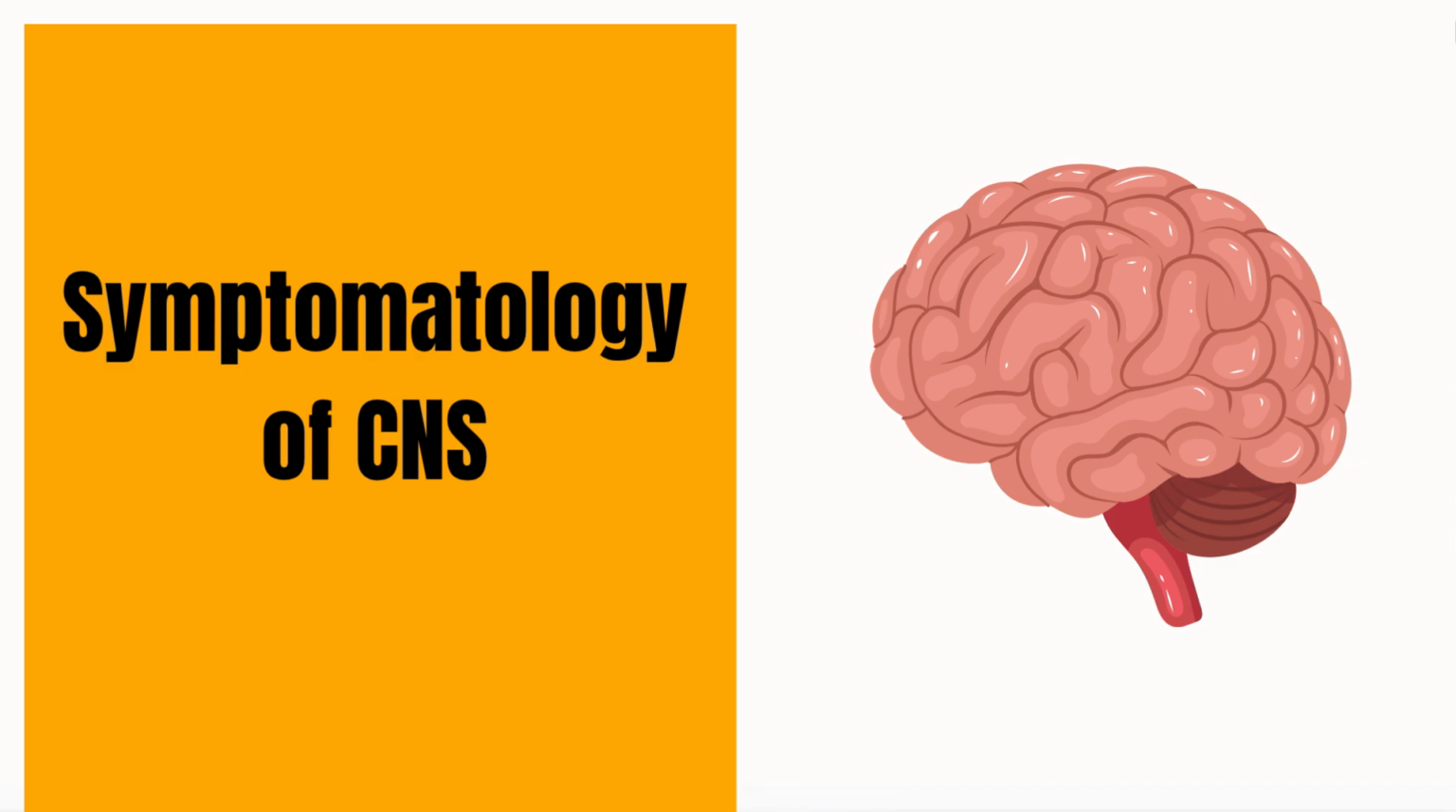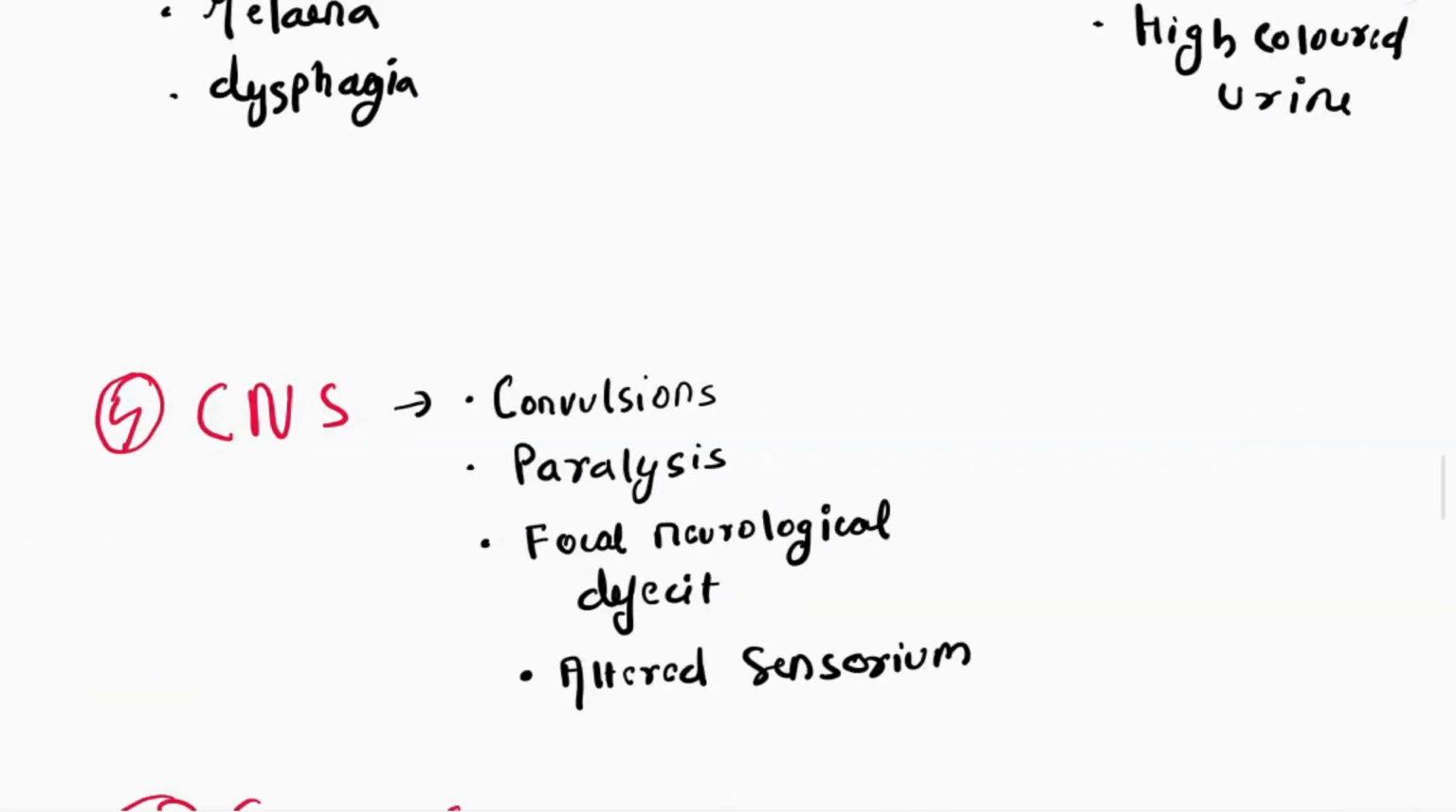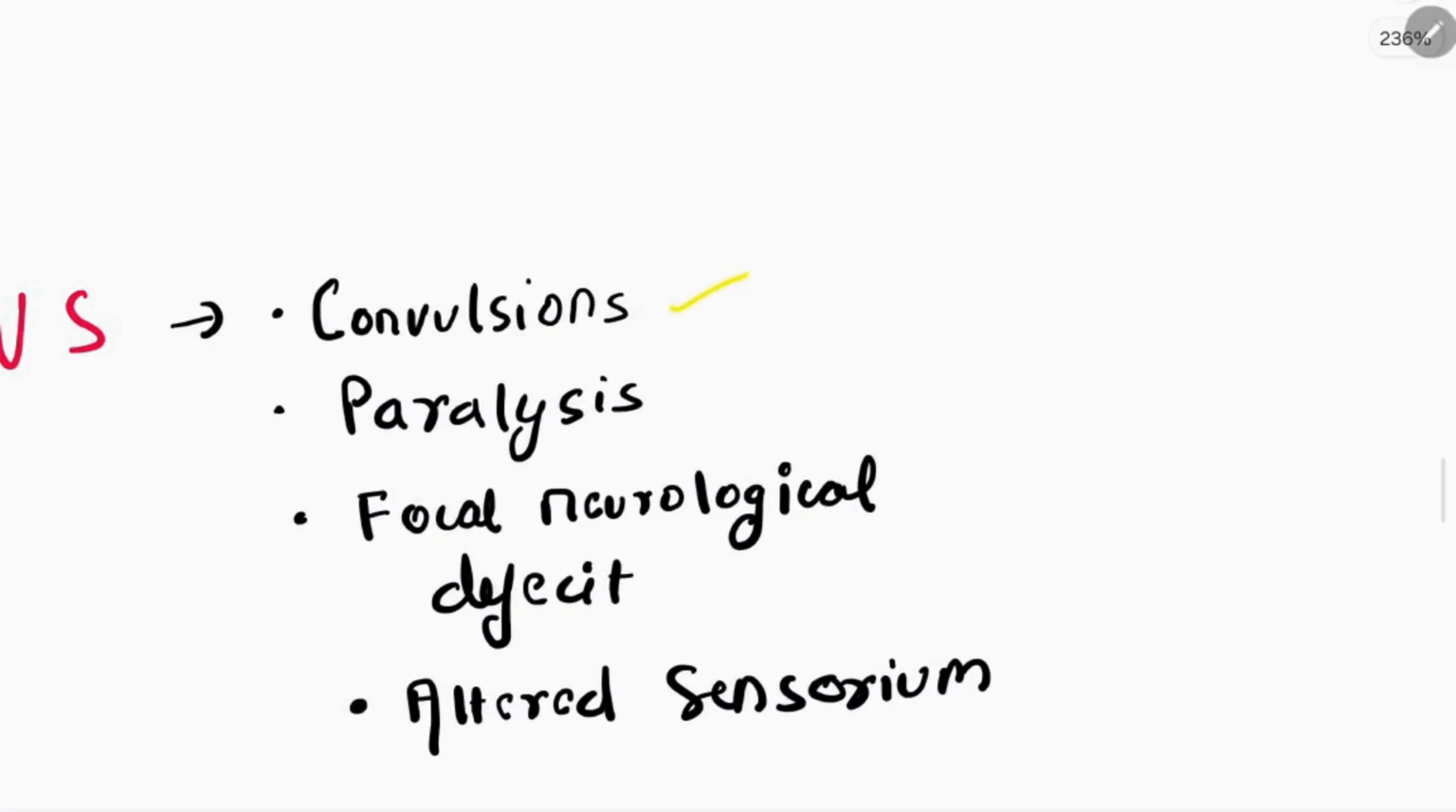The symptomatology of CNS includes convulsions, mostly febrile convulsions in a child. Paralysis, which may be because of polio or Guillain-Barré syndrome. Focal neurological deficit, which may be because of a space occupying lesion, and altered sensorium.